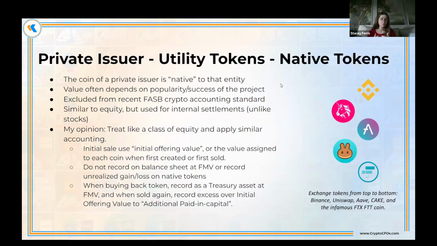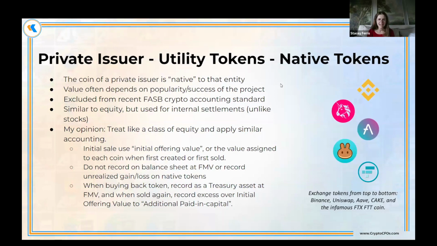And so my opinion is we need to make it its own special class of equity alongside stock and apply similar accounting, where the initial sale and the valuation on the balance sheet would use an initial offering value, very, very low, typically the value that's set when you first create the coin. So thousandths, hundred-thousandths of a penny, very small value. And then you don't record it on the balance sheet at fair market value. You don't record unrealized gains or losses on the native tokens. When you're buying the token back, you record it as a treasury asset at that fair market value. And when you sell it again, you record the excess over initial offering value to additional paid-in capital. So again, just taking stock accounting and applying it to native tokens.